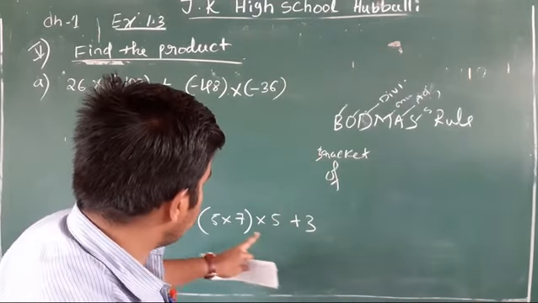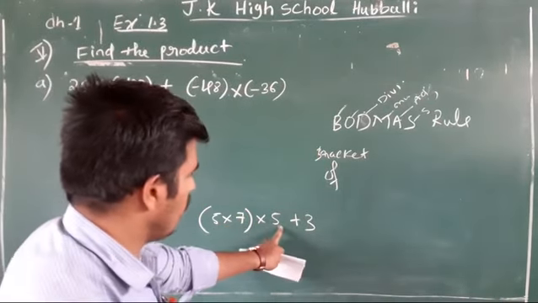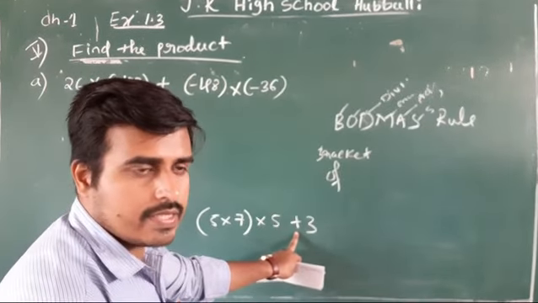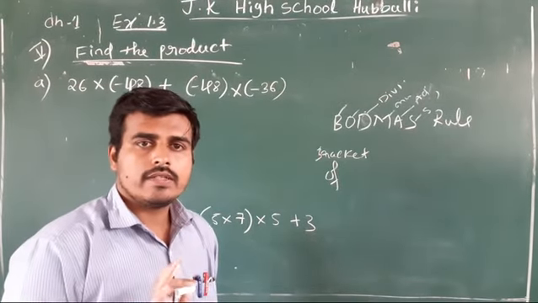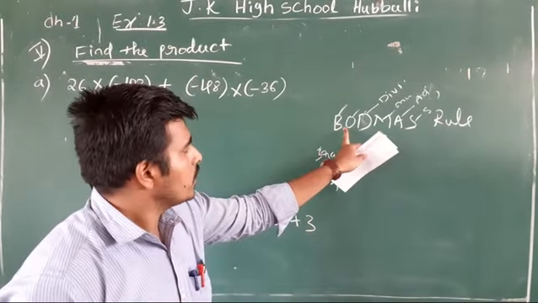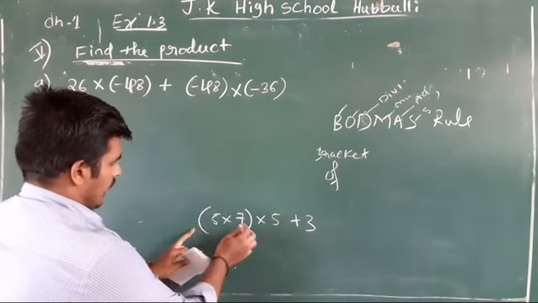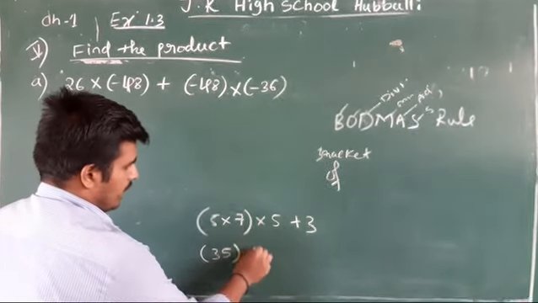According to the BODMAS rule, first preference I must give to the bracket, not to this addition. You should not add these two. There is a chance of adding 5 plus 3 and writing 8, but no, this is not the way. According to BODMAS, first preference is given to brackets. So first solve the bracket. 5 sevens are 35. The first bracket is solved.